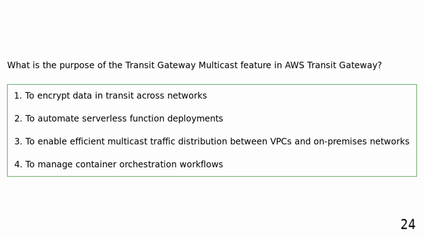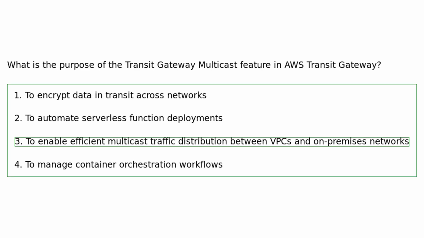What is the purpose of the Transit Gateway multicast feature in AWS Transit Gateway? To encrypt data in transit across networks. To automate serverless function deployments. To enable efficient multicast traffic distribution between VPCs and on-premises networks. To manage container orchestration workflows. The Transit Gateway multicast feature in AWS Transit Gateway enables efficient multicast traffic distribution between VPCs and on-premises networks, supporting applications that require multicast communication.